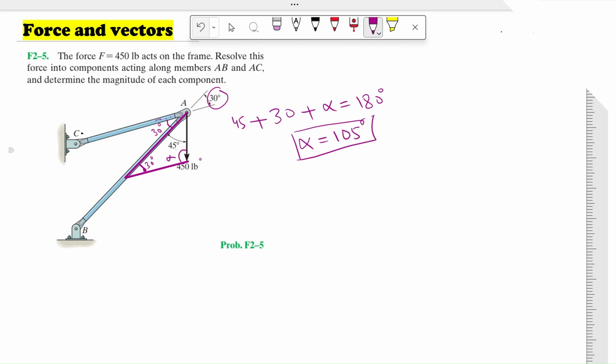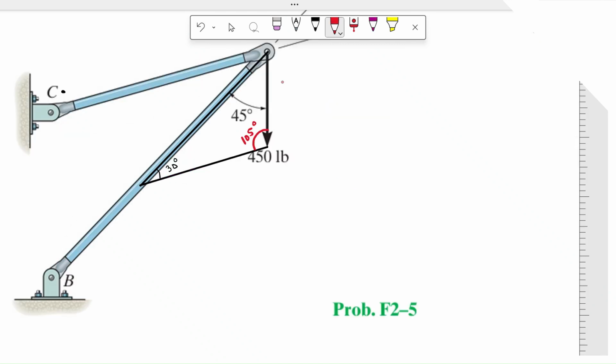Now I will be using the sine law and find the value of this member force and this member force induced due to the applied 450 pound. So I zoomed the figure. We have this angle 105 degrees, we have this angle 45 degrees, and we have this angle 30 degrees.